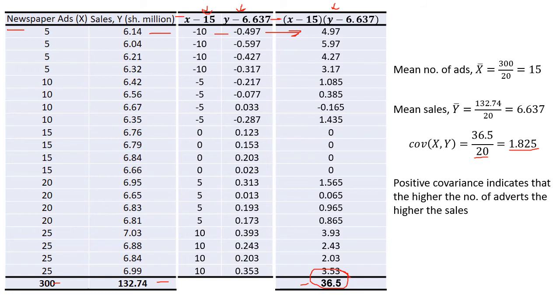You should not confuse this to mean that there is any cause and effect relationship. No, we are just saying that they change in the same direction. When one is increasing, the other one is increasing. So when the newspaper adverts increase, the sales also increase. When the sales go down, the newspaper adverts are also going down. It's not a cause and effect relationship that we are talking about.